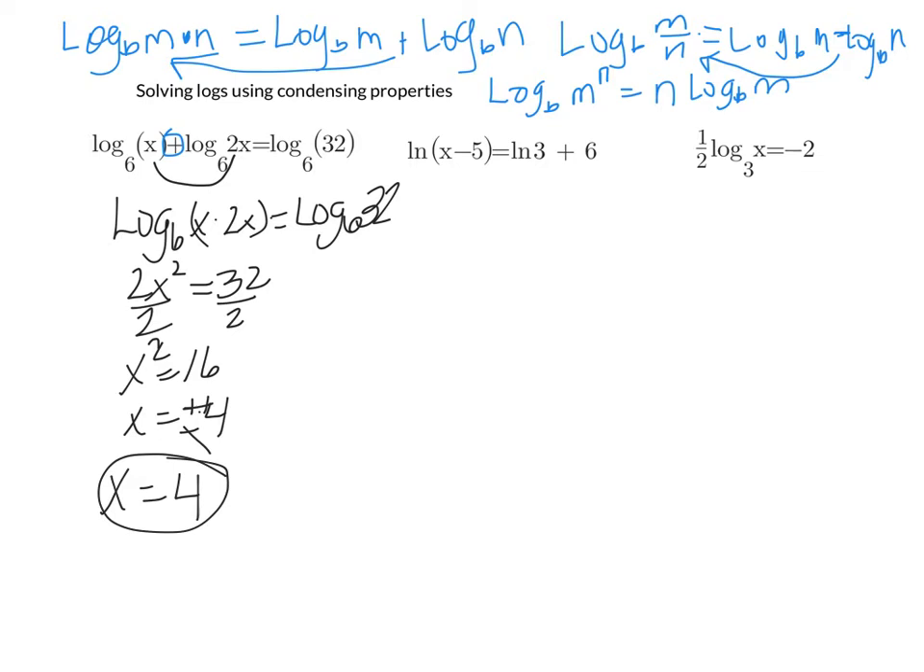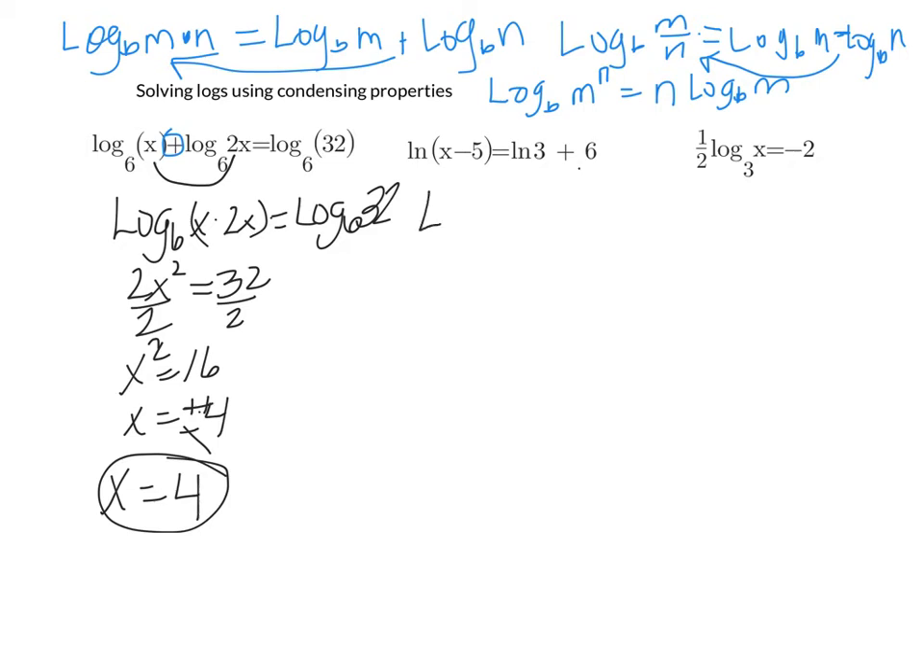In the next problem, ln of x minus 5 is equal to ln of 3 plus 6. Now the first thing we have to do is move things around a little bit, because that 6 out there can't be combined, because it doesn't have a log on it. So what I want to do is move my ln 3 to the other side.